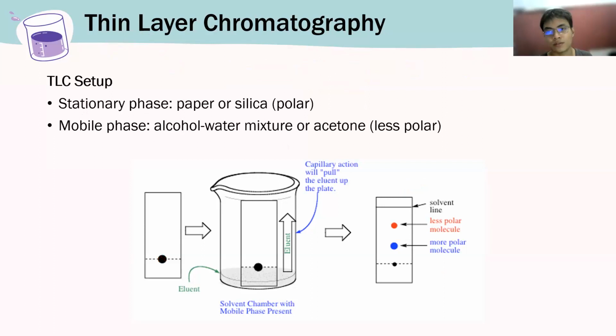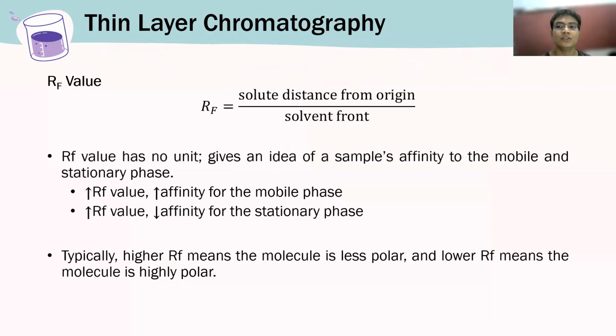Okay, so how does the TLC work? So you have a stationary phase, you have paper silica, which is polar, and a mobile phase, which is lesser polar, such as alcohol-water mixture or acetone. So yan, RF value is the solute distance from the origin over the solvent front, or the distance traveled by the solvent. No? So, ang idea lang is that if it has a higher RF value, it has higher affinity to the mobile phase or lesser affinity to the stationary phase.